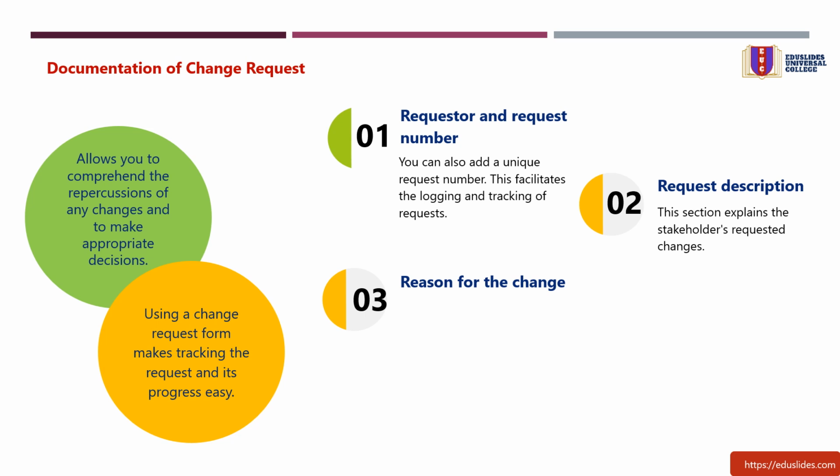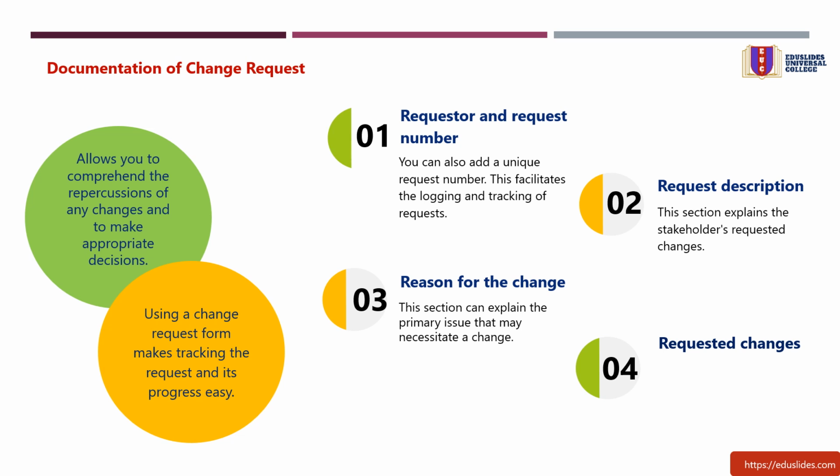3. Reason for the change. It is helpful to mention the reason for the change request. This section can explain the primary issue that may necessitate a change. It may also contain any additional observations that suggest alterations to the project.